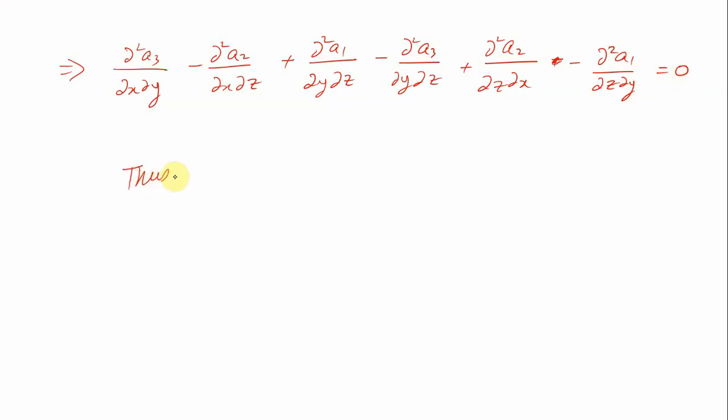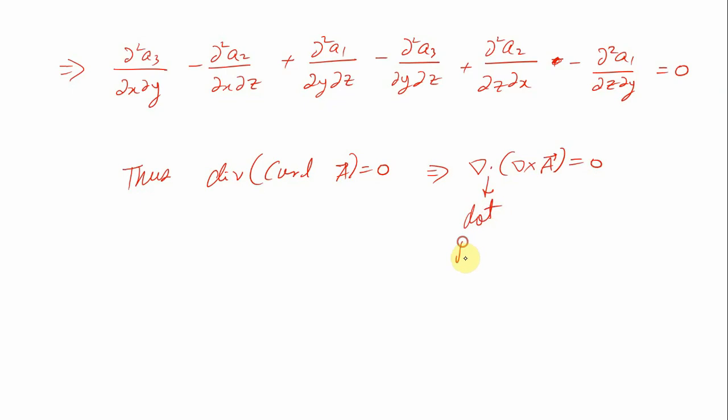Thus, yes friends, we have proved that divergence of curl of A bar is equal to 0. So please remember this one. This can also be given in the exam. Del dot del cross A bar is equal to 0. This is dot product, you use it, and this is cross product.